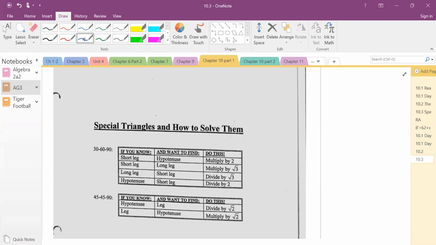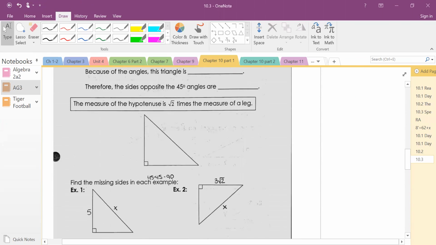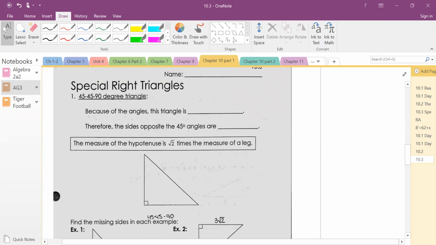So once again, we're dealing with right triangles. Everything for these last two sections is dealing with right triangles. But here's the deal. These are special right triangles. Okay, let me see if it gives us a good diagram down below. We could definitely. Got some good pictures for us to use.